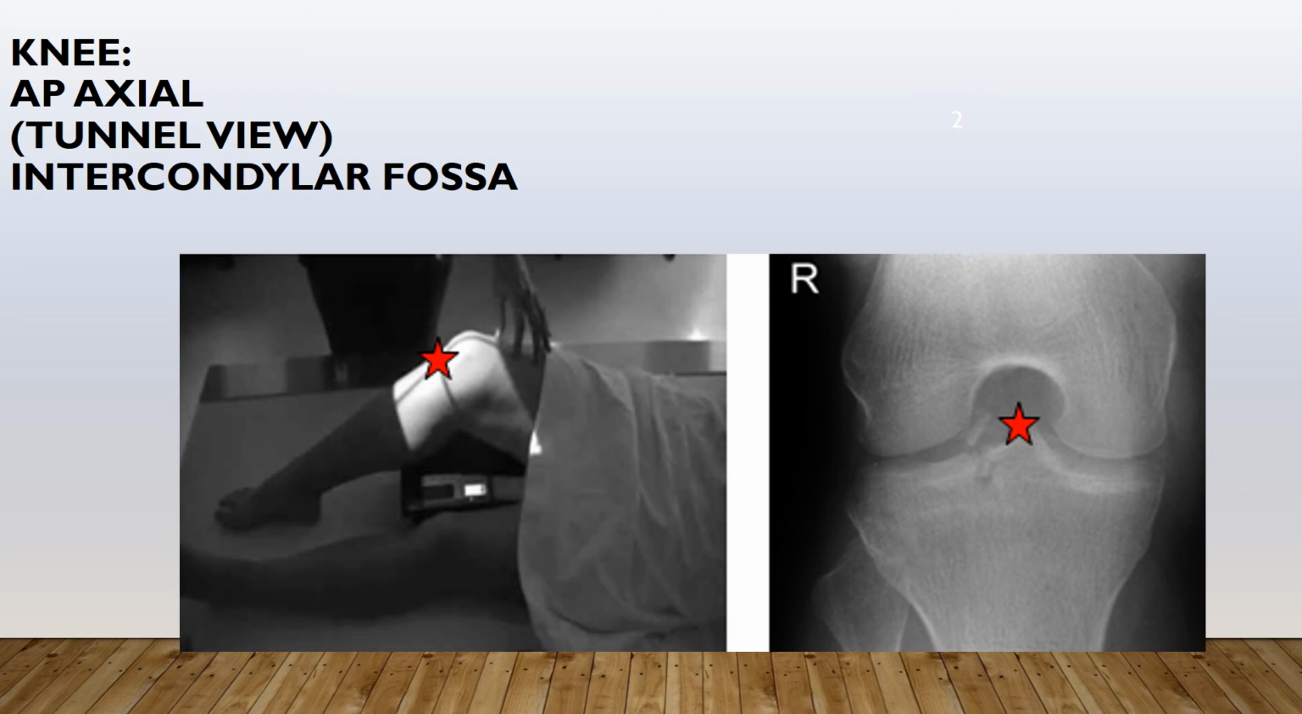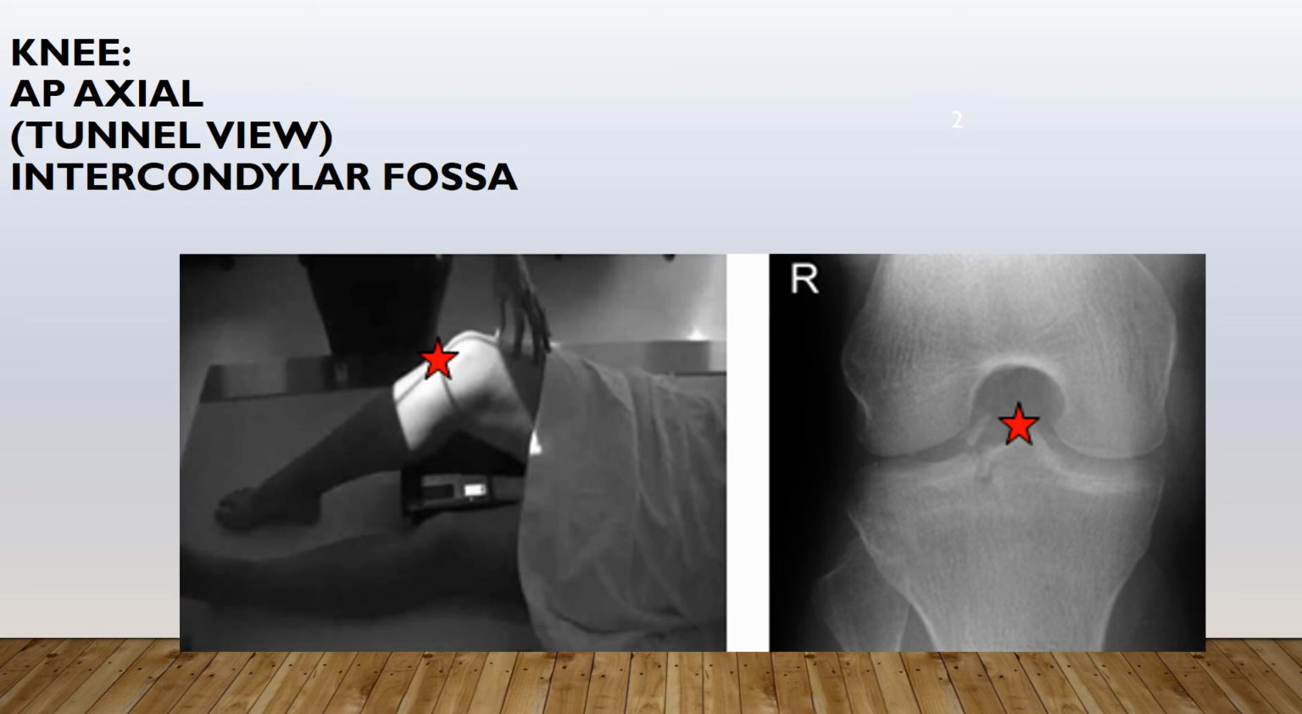Here is an AP axial, also known as the tunnel view, and we are looking at the intercondylar fossa. The patient is lying on the table with the affected knee flexed 40 to 50 degrees. You are going to center the knee to the image receptor by placing the knee over the image receptor and a positioning box. Placing the positioning box underneath the image receptor will bring the image receptor closer to the knee.